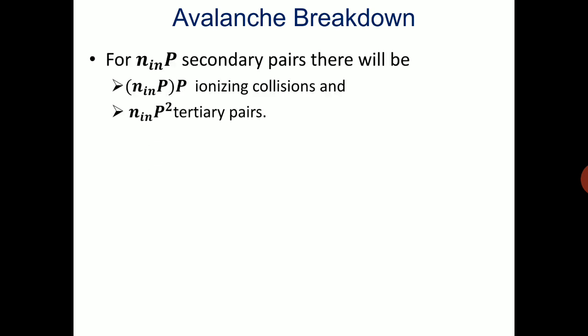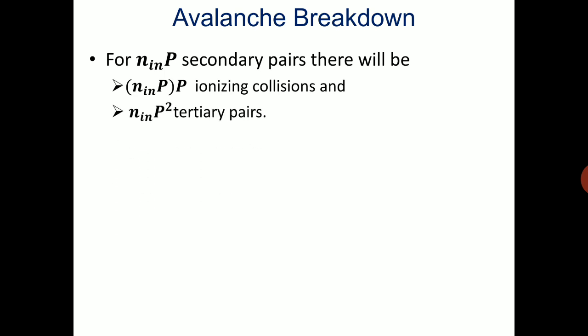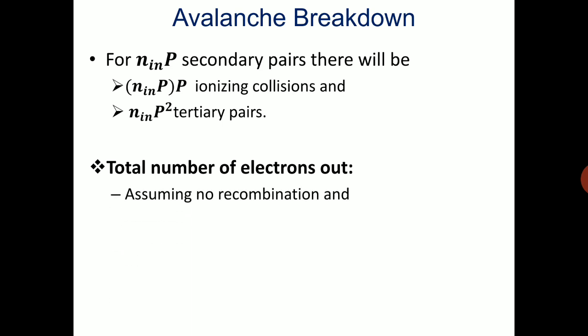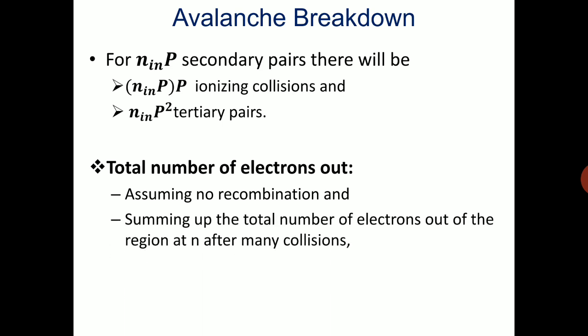Now if we continue from secondary to tertiary, we can deduce the outgoing electrons from the transition region to the N region. The N_in times P secondary pairs will produce N_in times P ionizing collisions, and when you simplify this, there will be N_in times P squared tertiary pairs. At the tertiary collision, the collisions will become N_in P squared. So then, assuming there is no recombination, we sum up the total number of electrons generated and the original electrons going out from the transition region to the N region after many collisions.